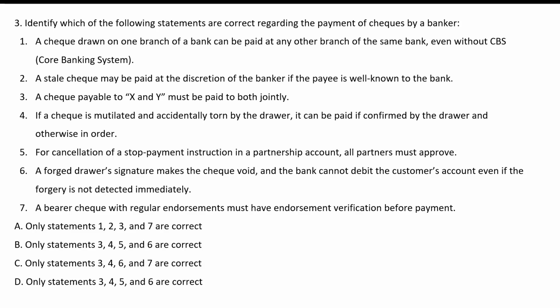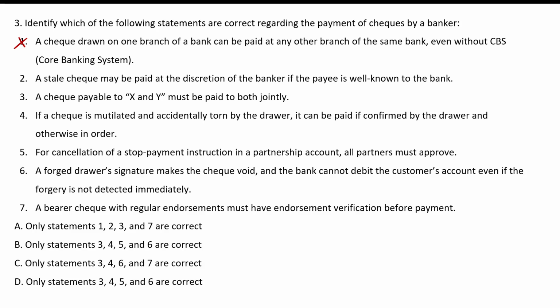Identify which of the following statements are correct regarding the payment of checks by a banker. A check drawn on one branch of a bank can be paid at any other branch of the same bank even without CBS. So it is possible only because of CBS. So that's why the statement is not correct. A stale check may be paid at the discretion of the banker.